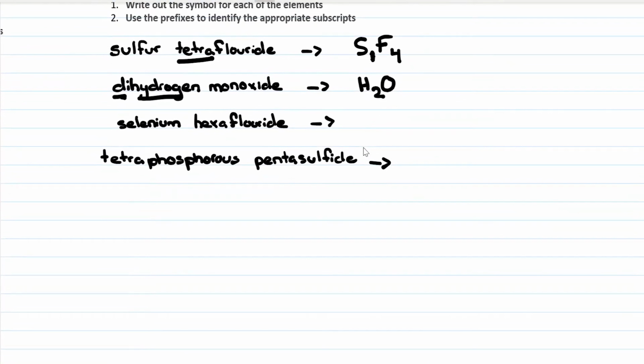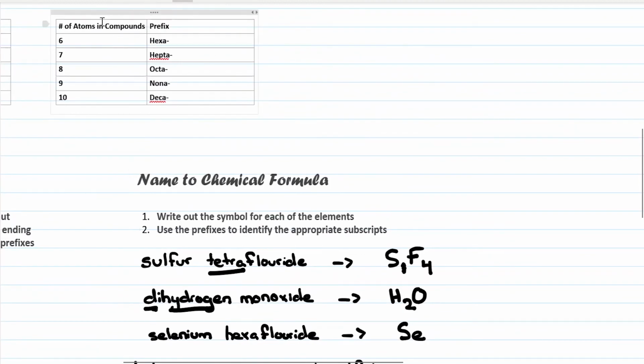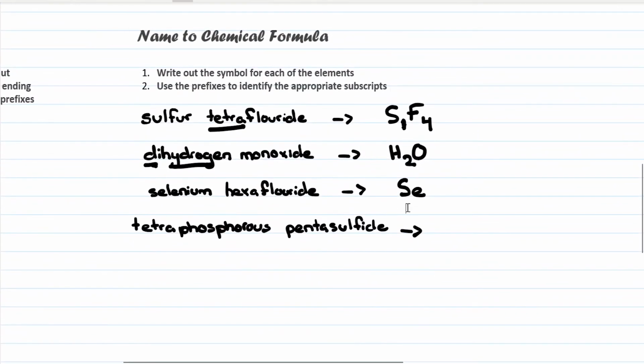All right, next one. We're going to have selenium hexafluoride. Okay, so we see selenium, and this is a less common element, and it's abbreviated by Se. There's only 1 selenium, as there's no prefix here. And there's going to be hexafluoride. And if you go back to our table, hexa corresponds with the number 6. So we're going to see fluoride, which is going to be fluorine. So it's going to be SeF. And the hexa corresponds with 6 of these. So SeF6. Awesome.